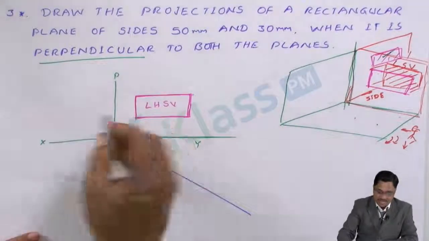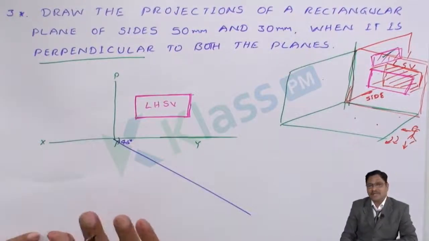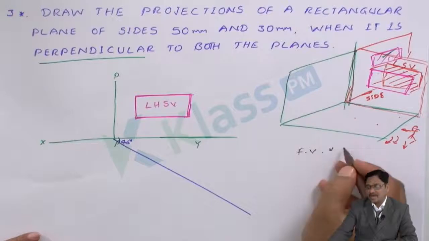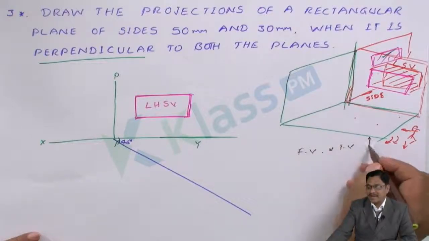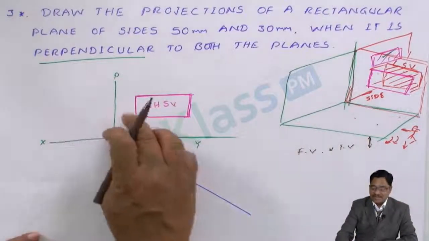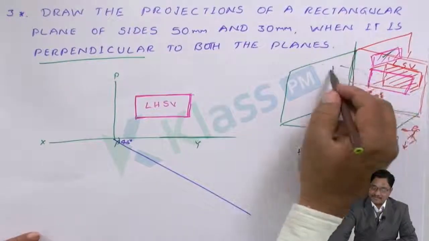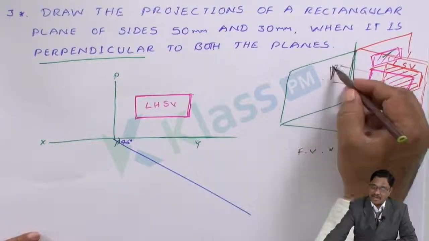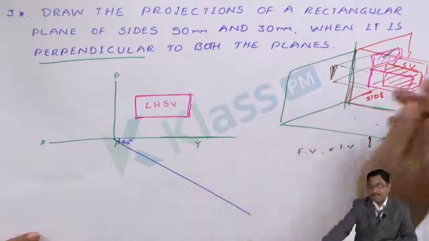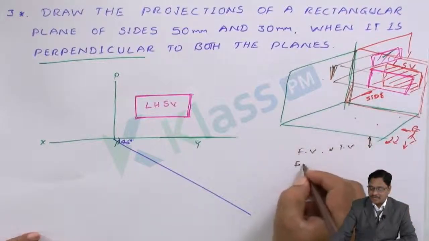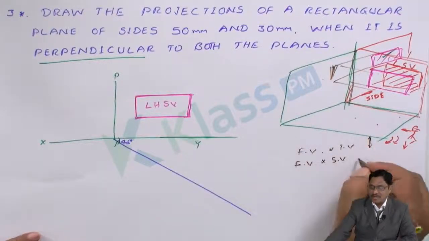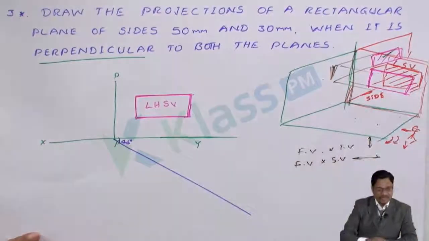Just before that, recall the fundamentals: the front view and top view are always aligned vertically. Similarly, this is the front view I am getting, and this is the side view I am getting. How are they aligned? The front view and side view are aligned horizontally. So now you have to get one more, a fourth concept here.